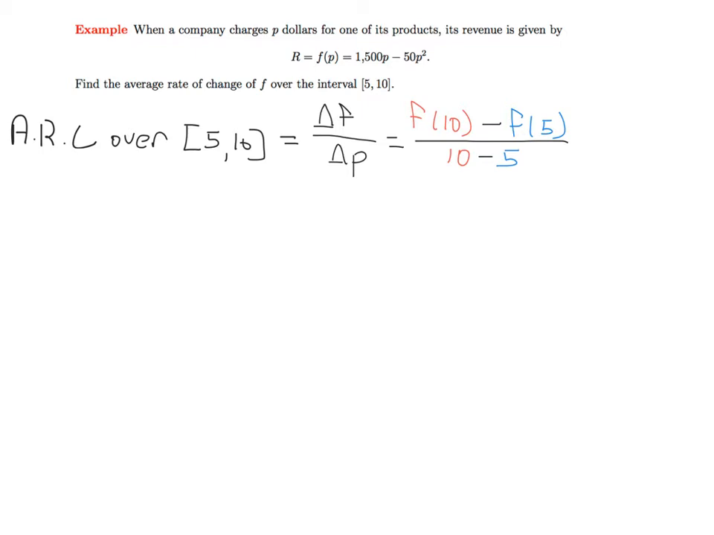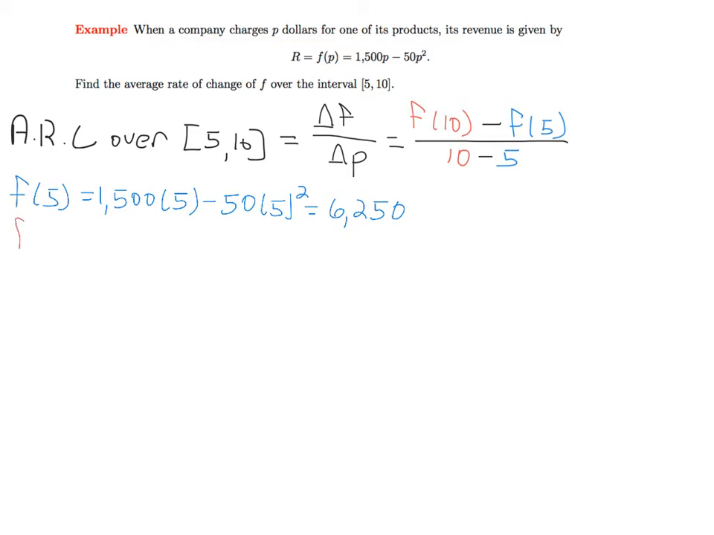So at the start, when P is equal to 5, the revenue, F of 5, is what I get when I plug this into the formula for the revenue. So 1,500 times 5 minus 50 times 5 squared, and that gives me 6,250. So this means if they charge $5 per unit, then their revenue from sales is going to be $6,250.